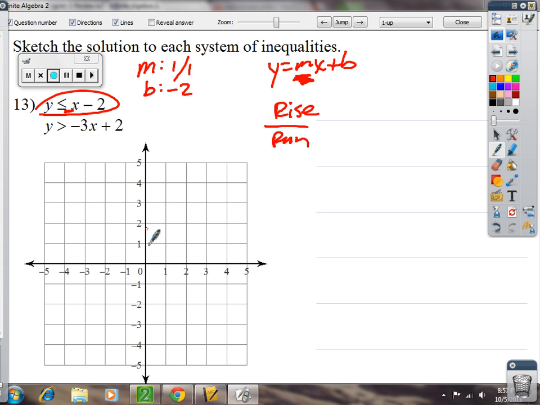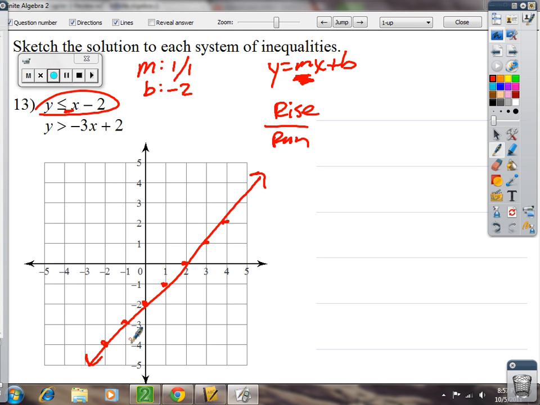So on the y-axis, b is negative 2 right here. And I'm going to go up 1, over 1, up 1, over 1, up 1, over 1, up 1, over 1. Down 1, left 1, down 1, left 1. Okay, now before I connect the dots, because it's an inequality, you got two options, dotted line or solid line. This is going to be a solid line because the inequality has the equal to, so that means it's inclusive. So your answers could be on the line.